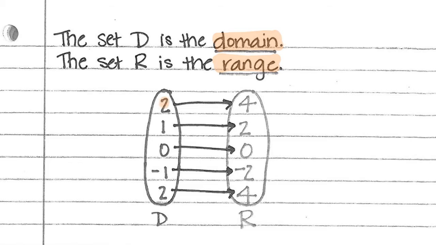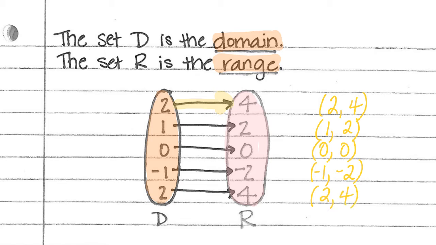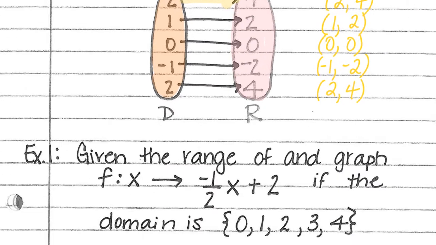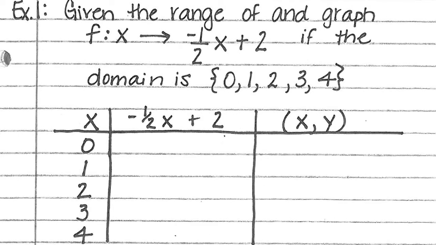And notice that each domain corresponds with one range. So 2 goes to 4. So I could write that as (2, 4). 1 goes to 2, (1, 2). 0 goes to 0, -1 goes to -2, and 2 goes to 4. So let's see what they have for us on example 1.